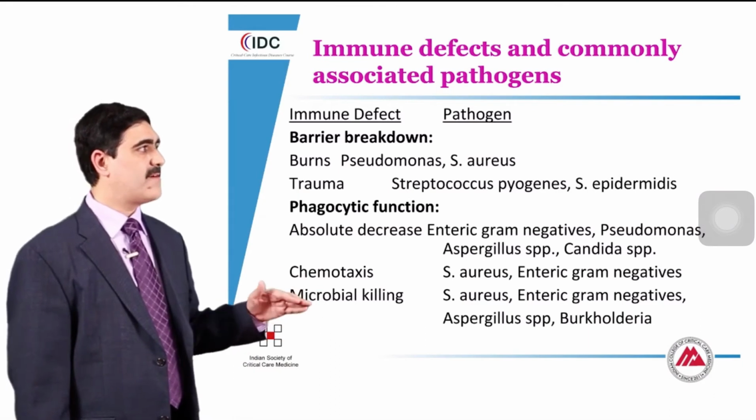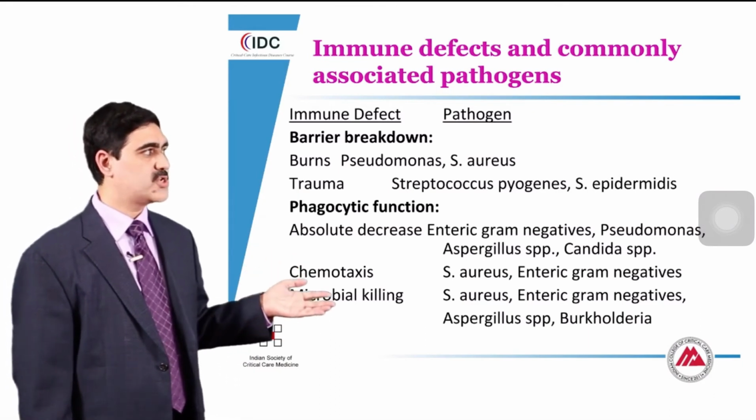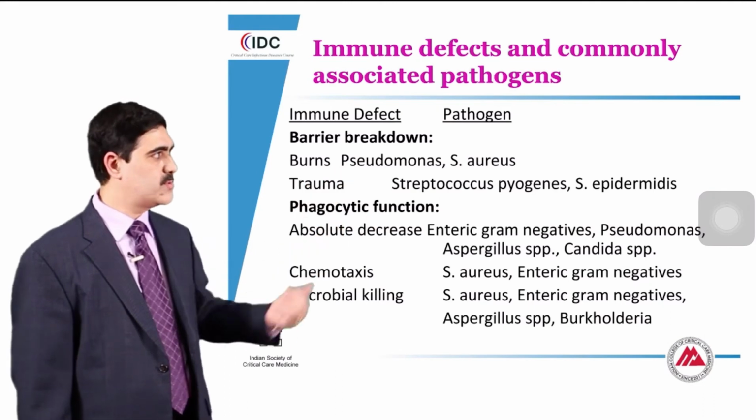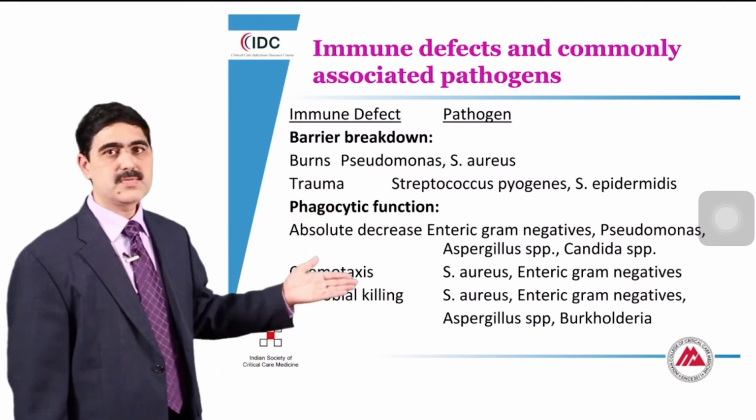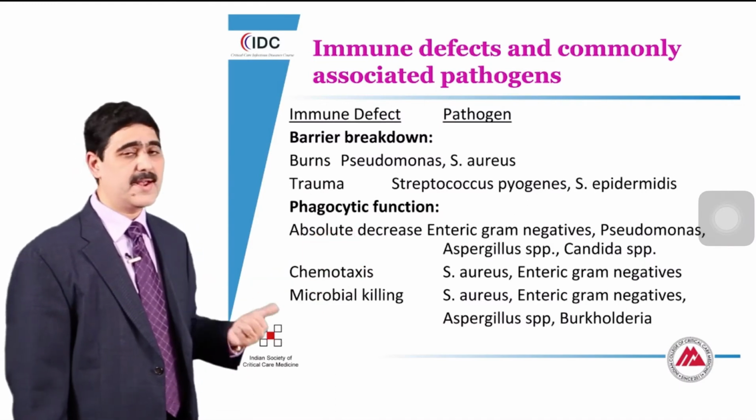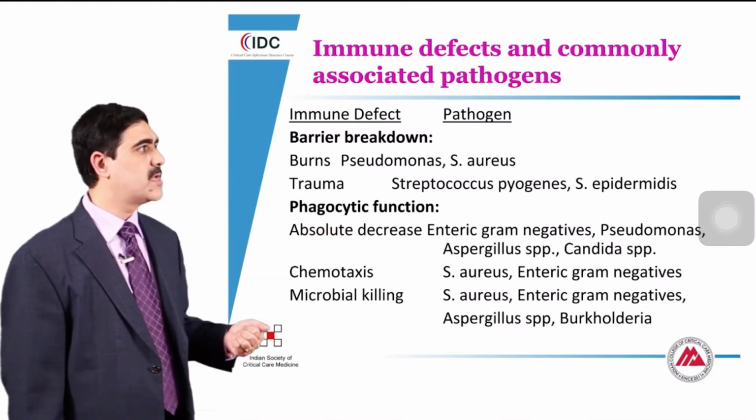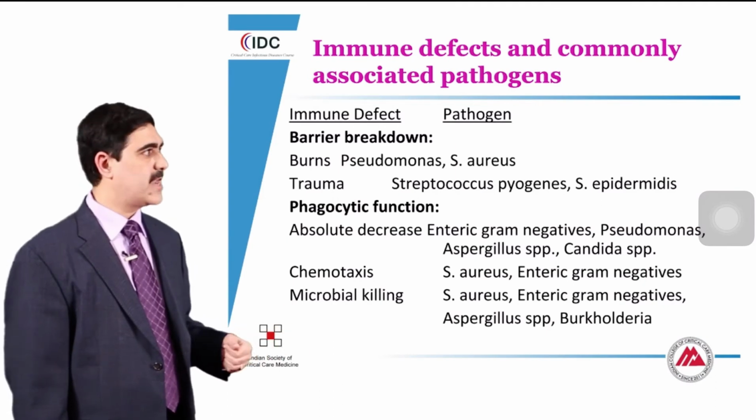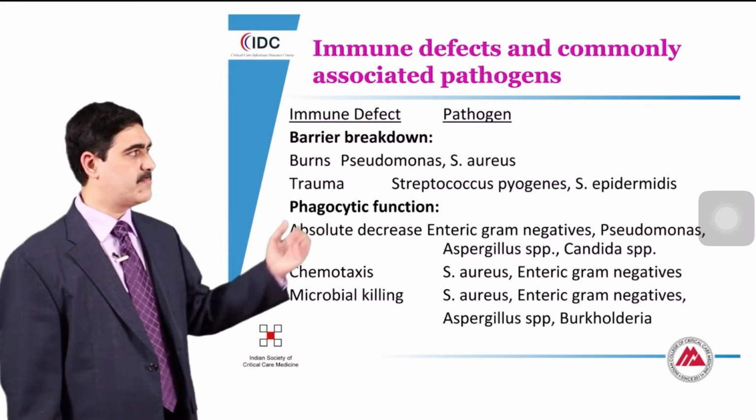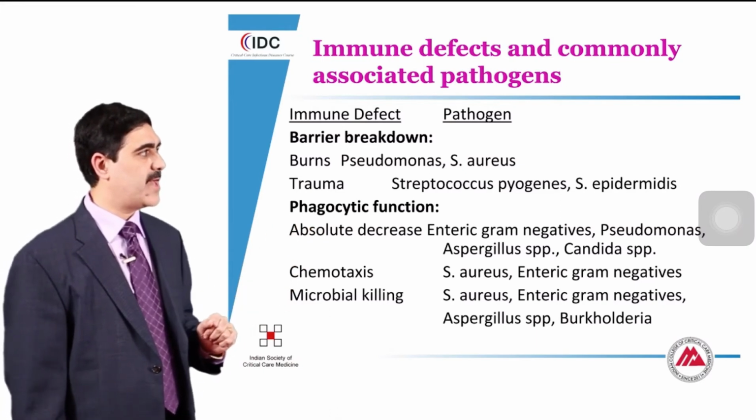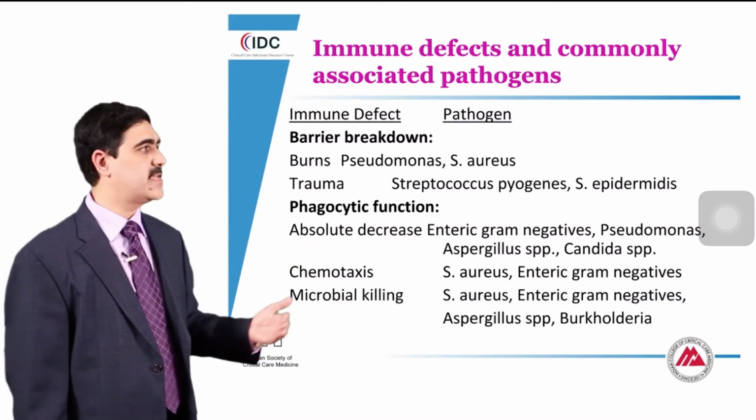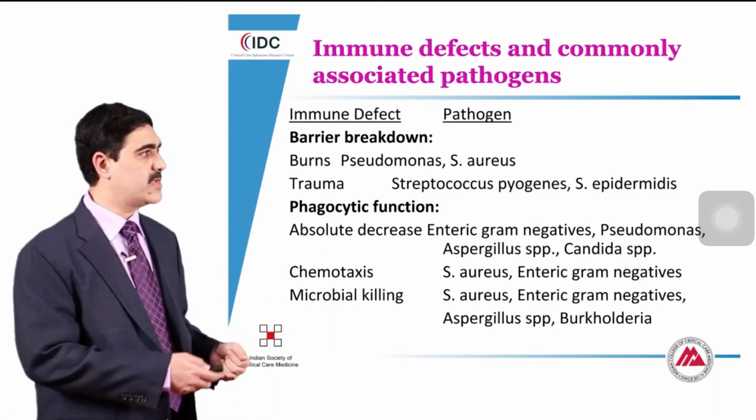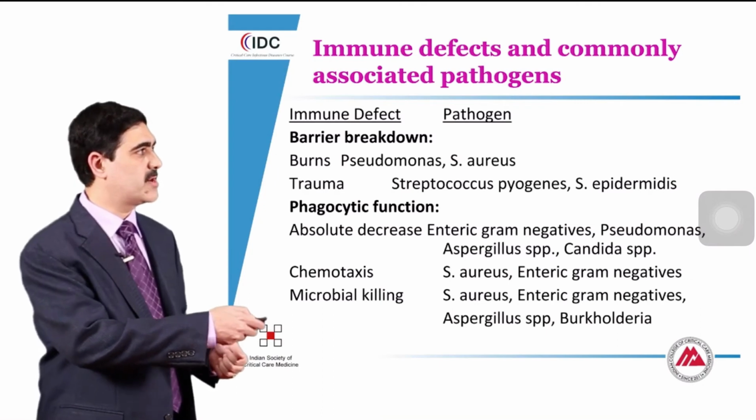In patients who have any kind of phagocytic function abnormalities, whether it's due to reduced number or chemotaxis or microbial killing, the kind of organisms that grow may be different. Particularly enteric gram-negative organisms, Pseudomonas, fungus like Aspergillus and Candida, Staph aureus, and enteric gram-negatives in patients where there are chemotaxis abnormalities. And when there is reduced microbial killing, you could once again see organisms like Staph aureus, gram-negatives, and Aspergillus or Burkholderia.